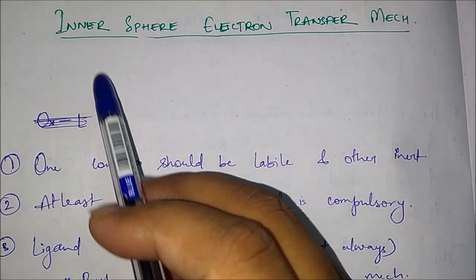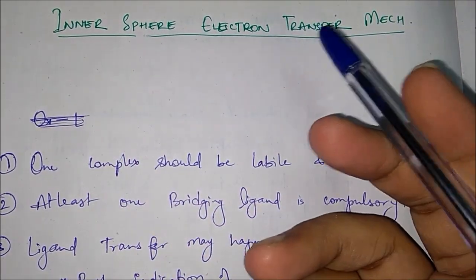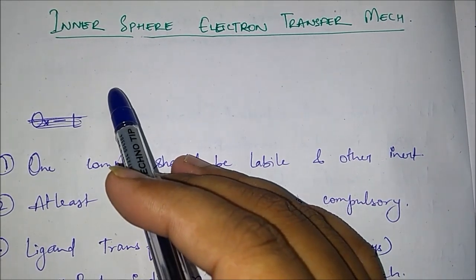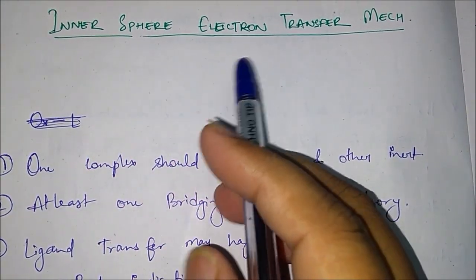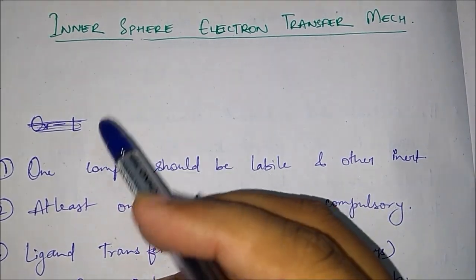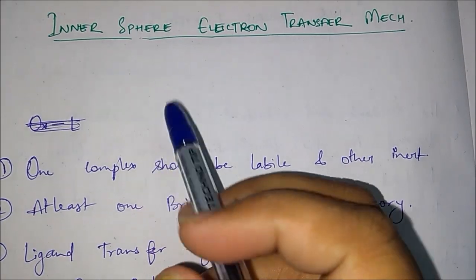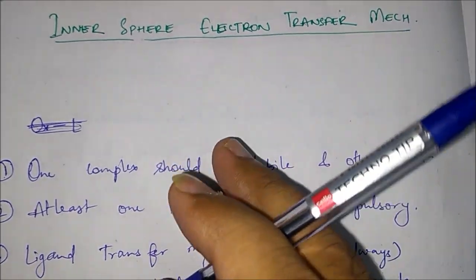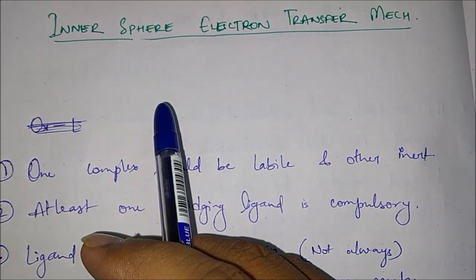Hey guys, hello everyone. So this video is going to be about the inner sphere electron transfer mechanism. I have already posted my video on the outer sphere electron transfer mechanism, and also on labile and inert complexes. So if you haven't watched those videos, I recommend you watch them first. Then you will understand this inner sphere electron transfer mechanism more easily.